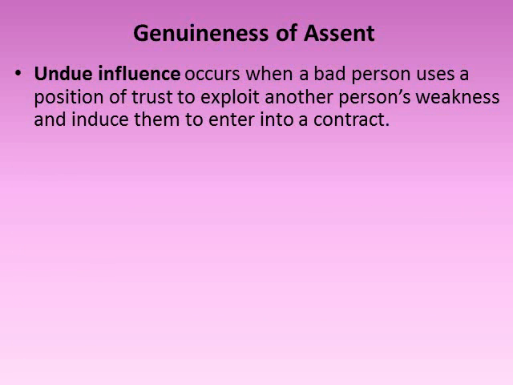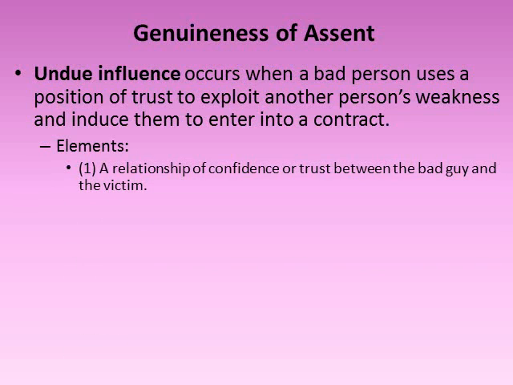Well, moving away from fraud, we also have something called undue influence, and that one occurs when a bad person uses a position of trust to exploit some other weak person and induce them to enter into a contract. It has a couple of elements. The first one is the relationship of confidence or trust between the bad guy and the victim, and this could take different forms. For example, you could have like a lawyer and client, or a doctor and patient, or something like that. Some kind of relationship of trust, or it could be like a family relationship, or maybe a caregiver.